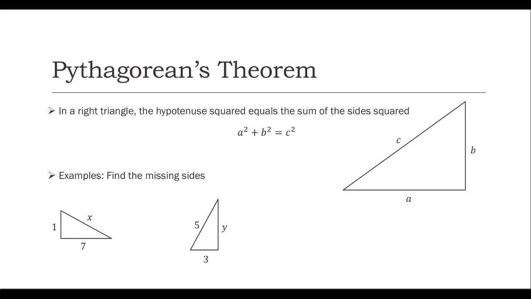For this first one, we're given both legs and we're missing the hypotenuse. So we know x squared equals 1 squared plus 7 squared. So x squared equals 1 plus 49. X squared equals 50. So x will equal the square root of 50.